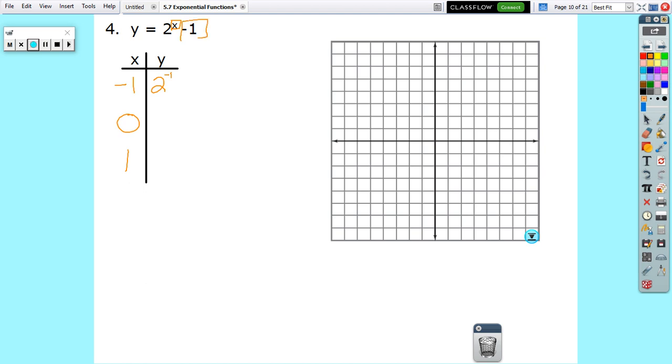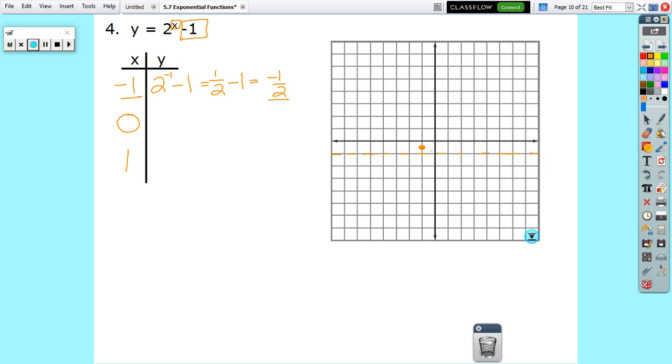But now we have this -1 afterwards. So this is telling us where our asymptote is going to be. So instead of being horizontal on the x-axis, it's going to drop down 1. So now our asymptote is going to be at -1. And then we have to remember that we need to take this whole thing and do the computation with everything. So 2 to the -1 power is the same thing as 1/2. And we still have that -1 there. So if we take 1/2 minus 1, we get -1/2. So we have -1, -1/2.